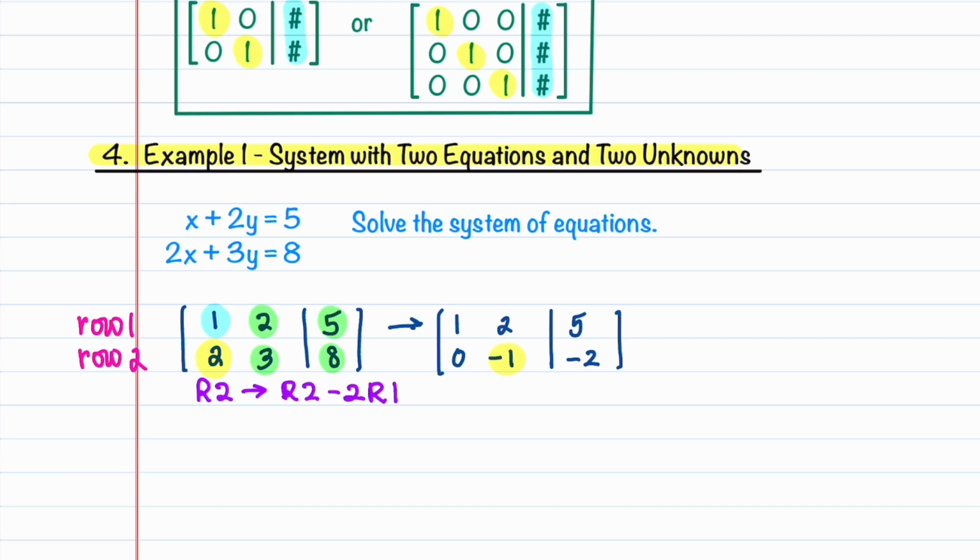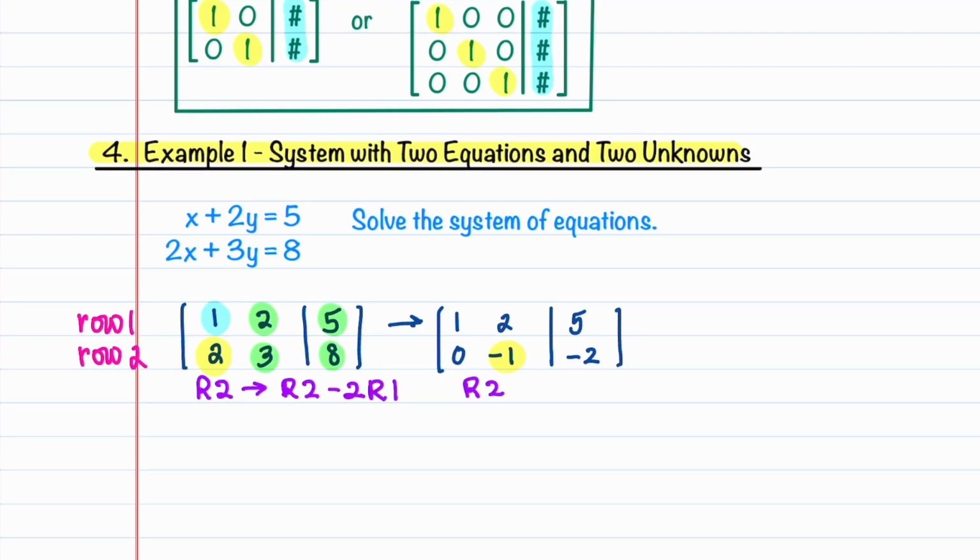Now let's look at this entry. That entry needs to be a 1. So the operation that we're going to do is take that row and multiply it by negative 1. So we're going to say that row 2 is going to become minus 1 times row 2. Our top row stays the same, 1, 2, 5. And then our bottom row, every entry gets multiplied by negative 1, and we have a 0, 1, and a 2.